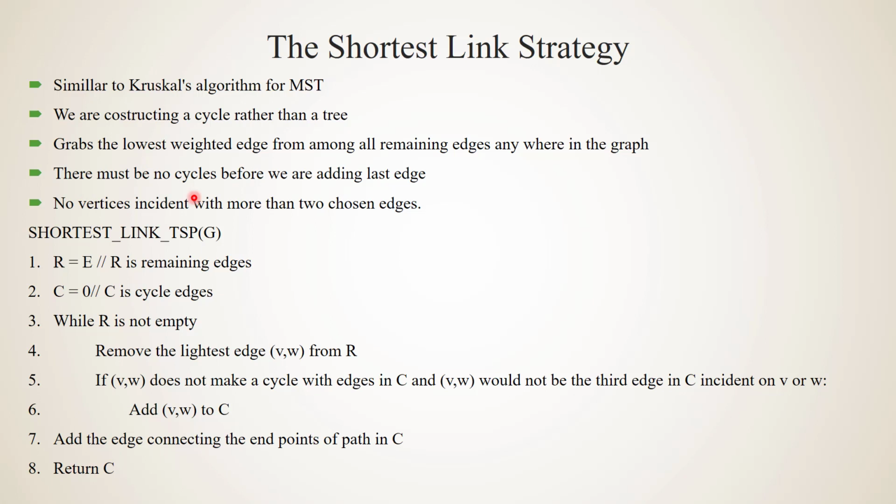No vertices incident with more than 2 chosen edges. These points will be clear once we see the example. This is the pseudocode for the shortest link traveling salesman problem.